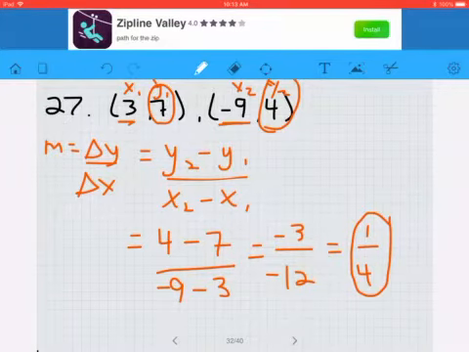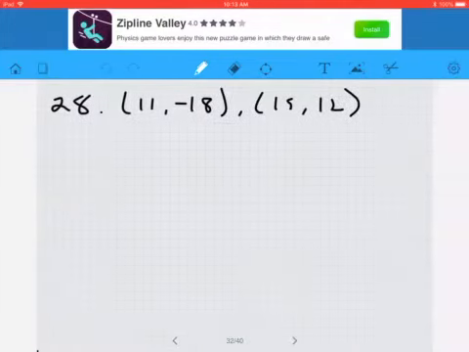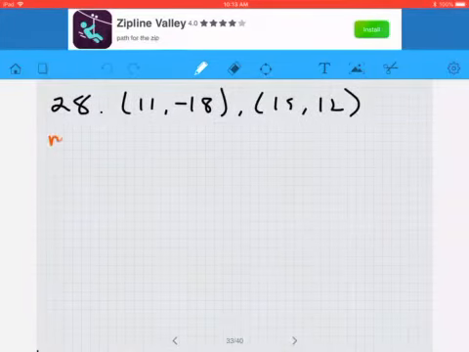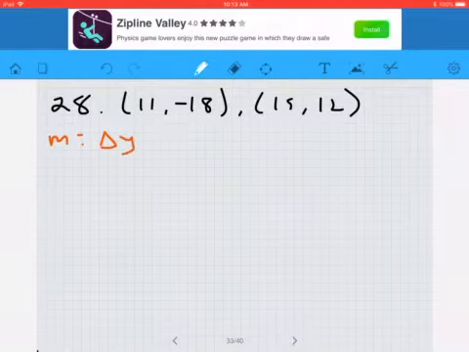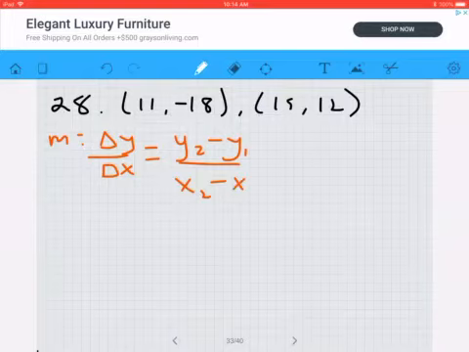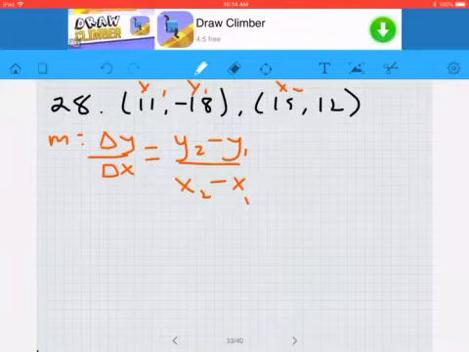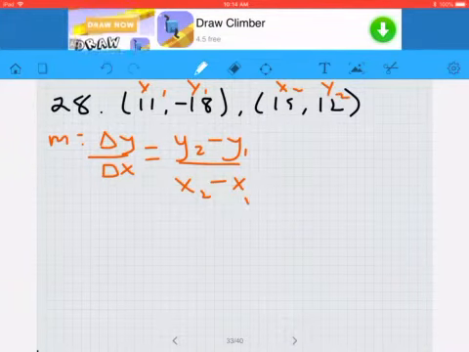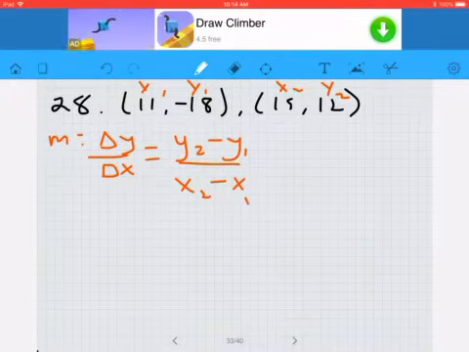Number 28 is the same type of question with two different points. Remember that m is equal to the change in y over the change in x, which is y2 minus y1 over x2 minus x1. Let's label our points. I always make the first point x1, y1, but you can always change it up. It doesn't matter which one you go with, just as long as they're labeled correctly.